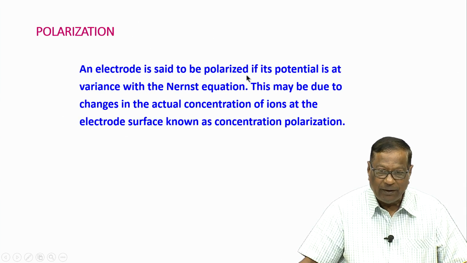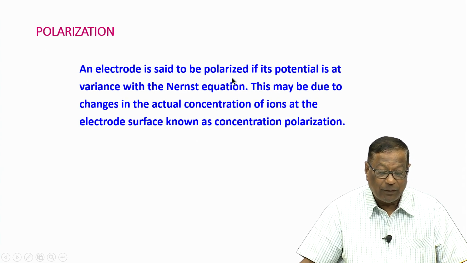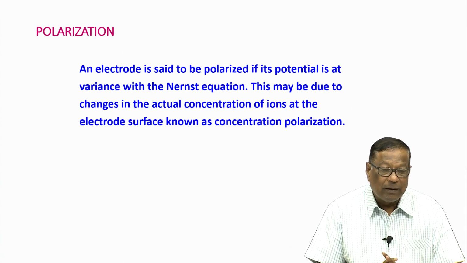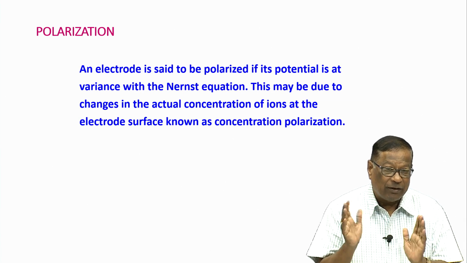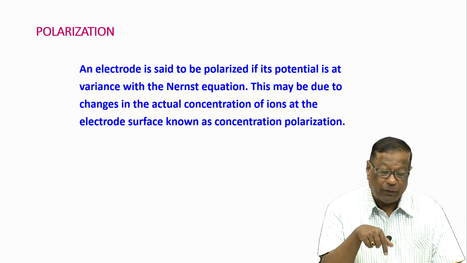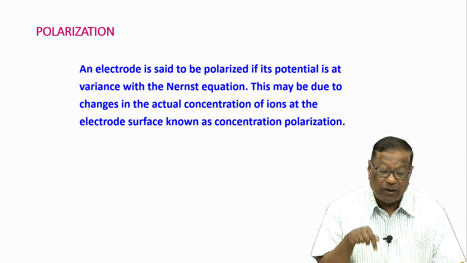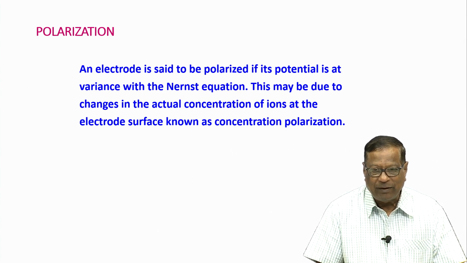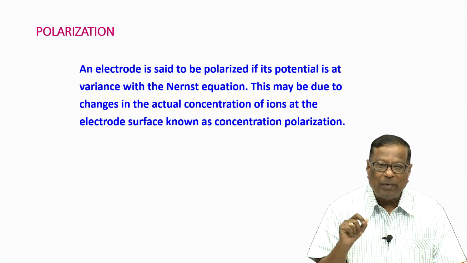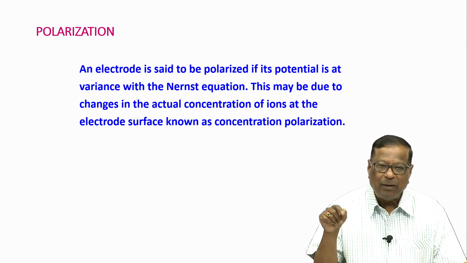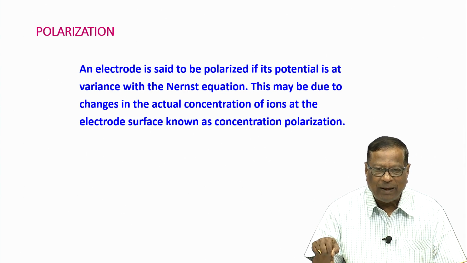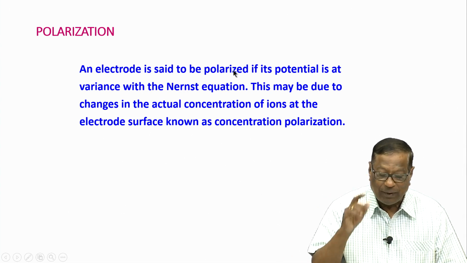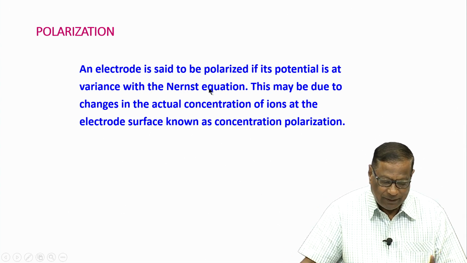So, this I have already explained to you that an electrode is said to be polarized if its potential is in variance, but now we are talking about the potential, not the voltage, and we are talking about the electrode. So, electrode is said to be polarized if its potential is in variance with the Nernst equation. So, what does Nernst equation say? E is equal to E naught plus RT/nF ln of oxidant divided by reductant. So, the reductant activity is 1. So, E is equal to E naught plus RT/nF ln a oxidant.